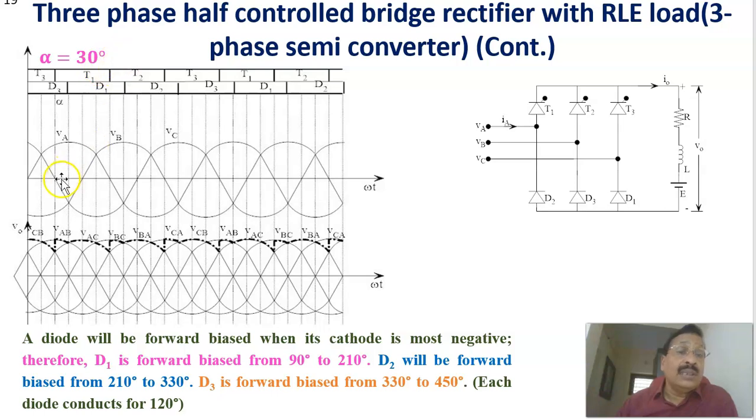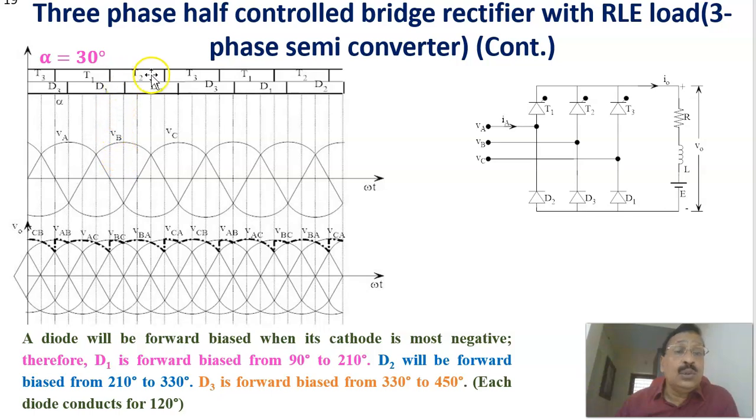This is for alpha equal to 30. These are the phase voltages VA, VB, VC. As I already explained, alpha is measured from this crossing point for phase A, from this one for phase B, and from this one for phase C. We are considering alpha equal to 30. The firing angle applies only to the upper SCRs T1, T2, T3. Here T1 is triggered at 30, and that device conducts for a 120-degree duration.